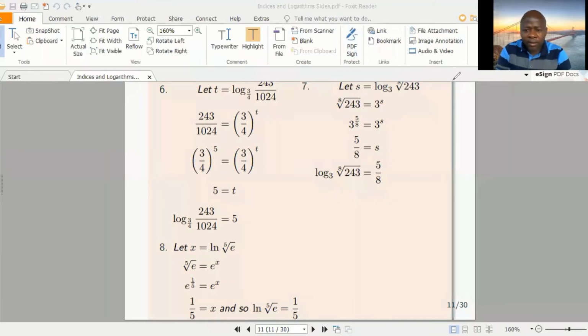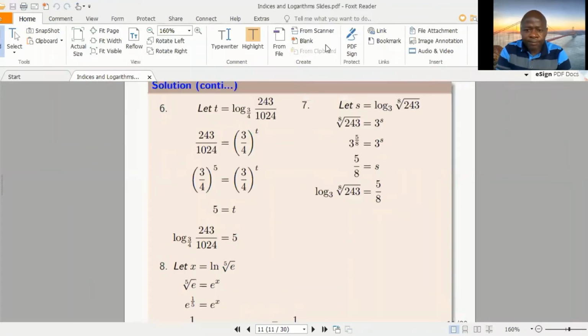Okay, number 7. Let's just go back to... I've done number 8 before number 7, so let's just do number 7 now. Number 7, we are required to get the logarithm of the 8th root of 243 and the base is 3.